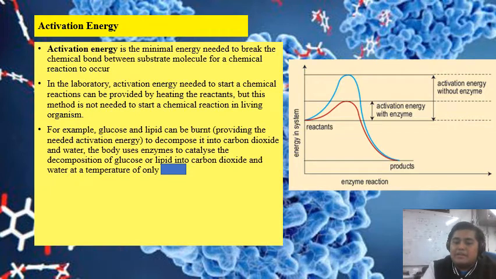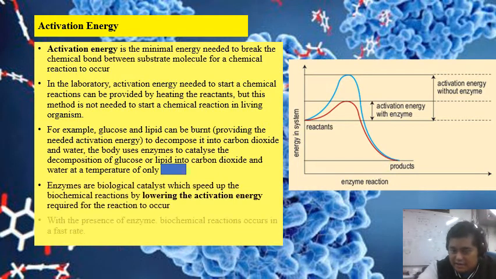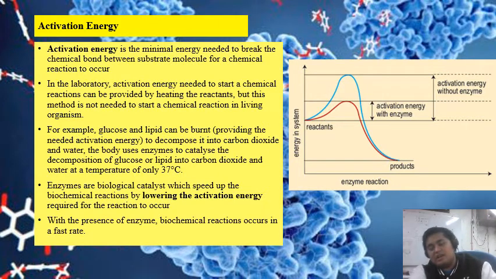example, glucose and lipid that burns providing the needed activation energy to decompose it into carbon dioxide and water, the body uses enzyme to catalyze the decomposition of glucose and or protein into carbon dioxide and water at the temperature at only 37. Kenapa 37? Sebab 37 adalah suhu badan normal kita.